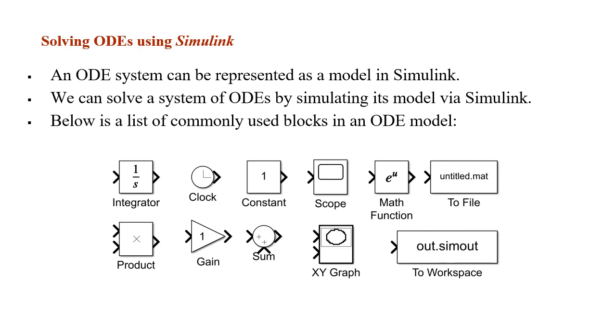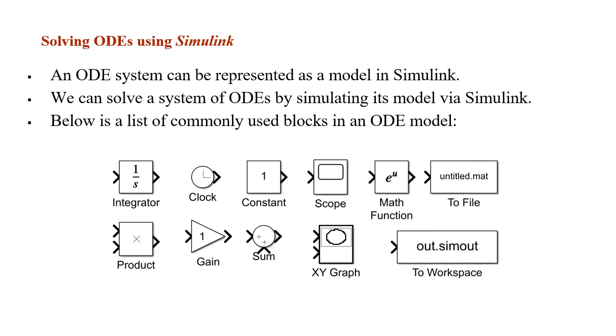The XY graph also is another way to visualize or plot the results, but instead of having the x-axis being the time, you can specify the x-axis using one of the signals that you have in your Simulink model. You also have the math function, which can be modified in the settings to compute, for example, the square root of a signal or the signal raised to a certain power and so on.